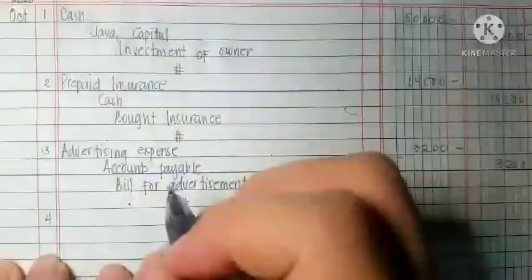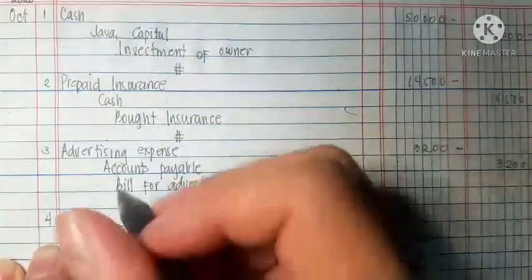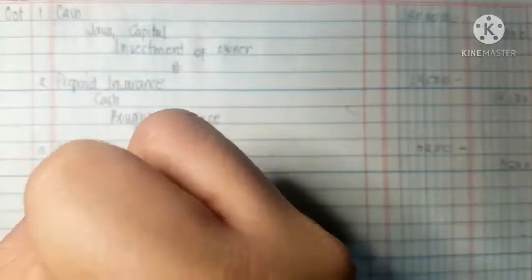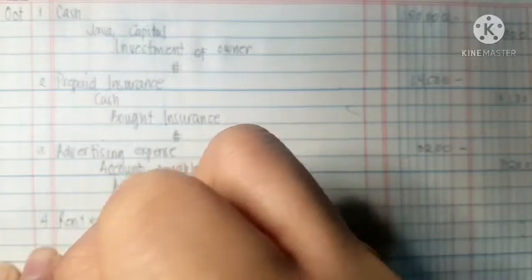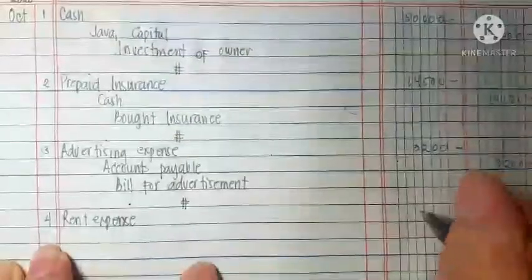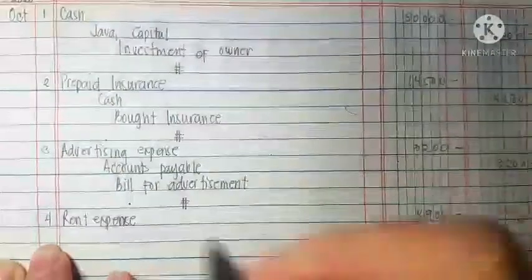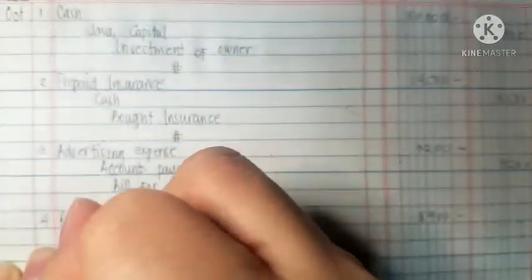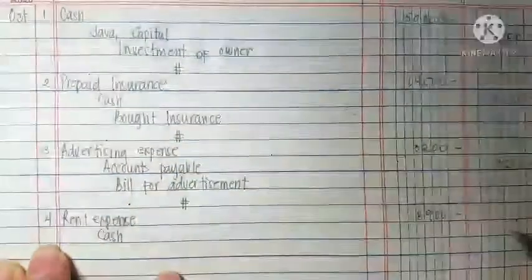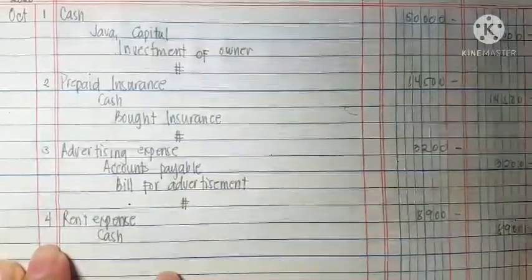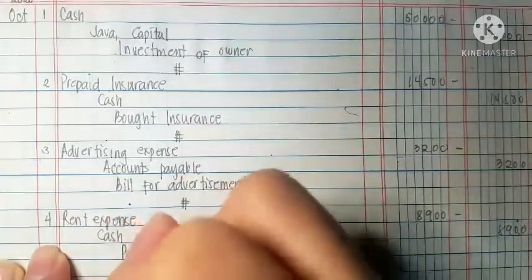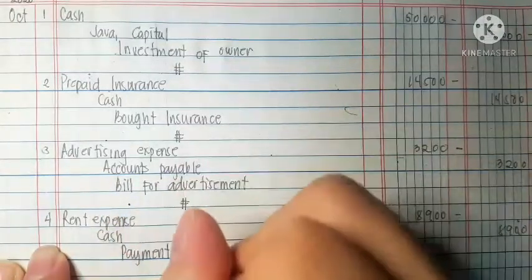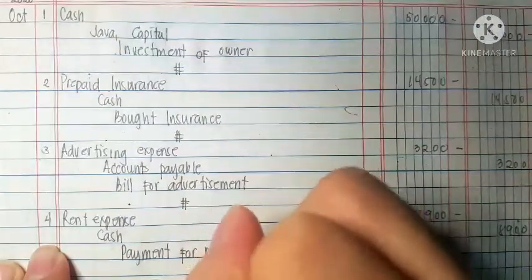October 4. We debit rent expense for 8,900, and we credit cash for 8,900. Explanation: payment for rent.